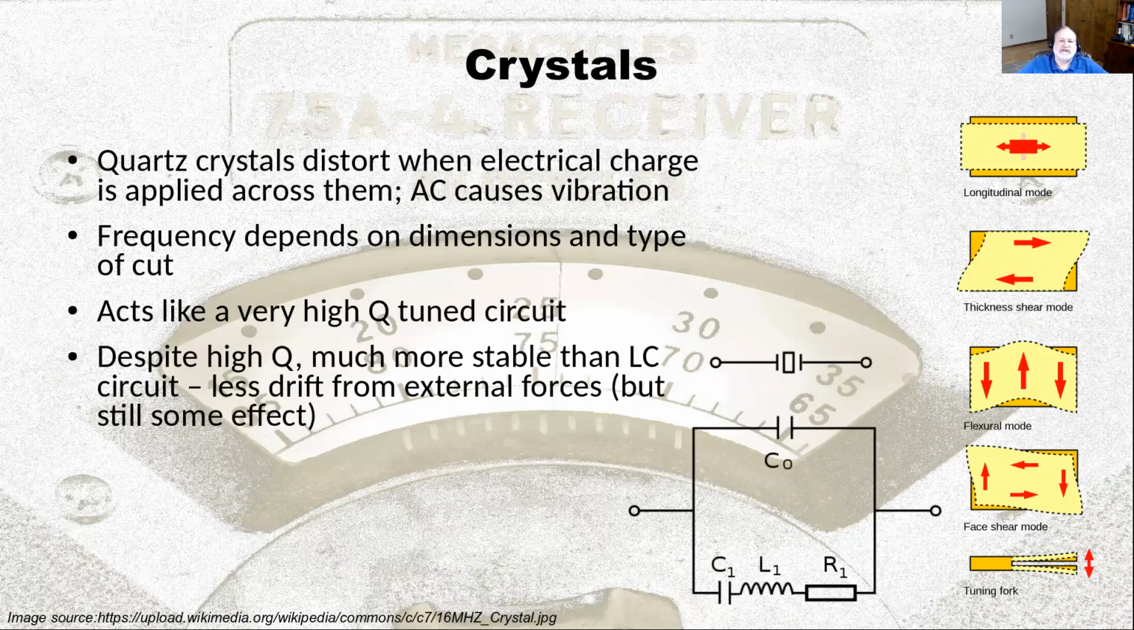Another kind of resonant circuit is a crystal. It turns out that crystal materials have the interesting property that if you put a metal plate on either side of a piece of crystal and put an electrical charge across it, it will torque or twist. And if you put an AC charge, you can make the crystal actually vibrate, and it acts like a resonant circuit. The frequency depends on the dimension of the crystal and the type of cut. It turns out that quartz is kind of the ideal material for this, and it's almost universally what we use. So a quartz crystal acts like a very high Q tuned circuit. So that's good. It's very sharp, very efficient, and can be adjusted very precisely.